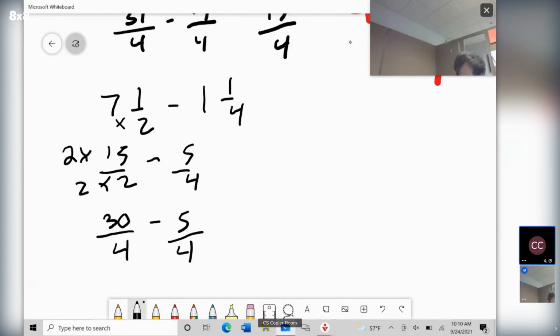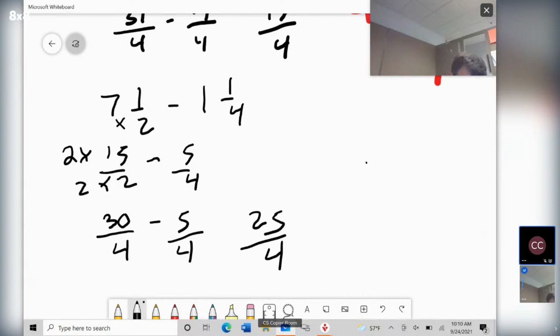And then we have 25 over 4. So we're back to that improper fraction. So that might be the answer. But if it's not, be like, well, it's an improper fraction. I've got to convert that to a mixed number.